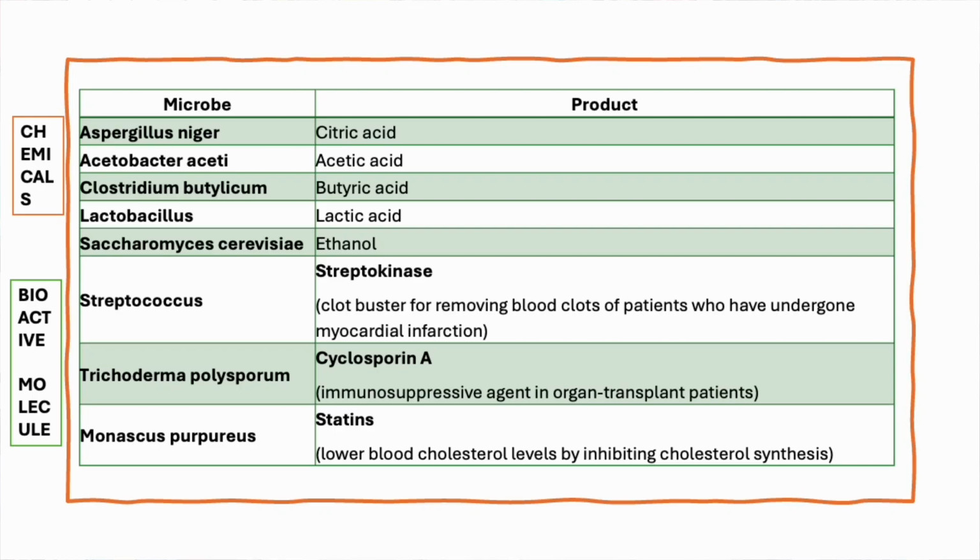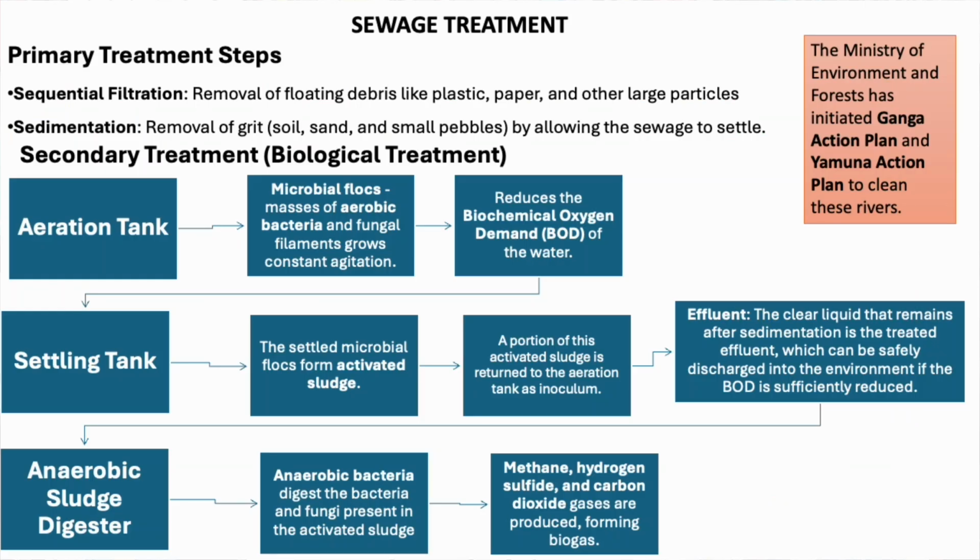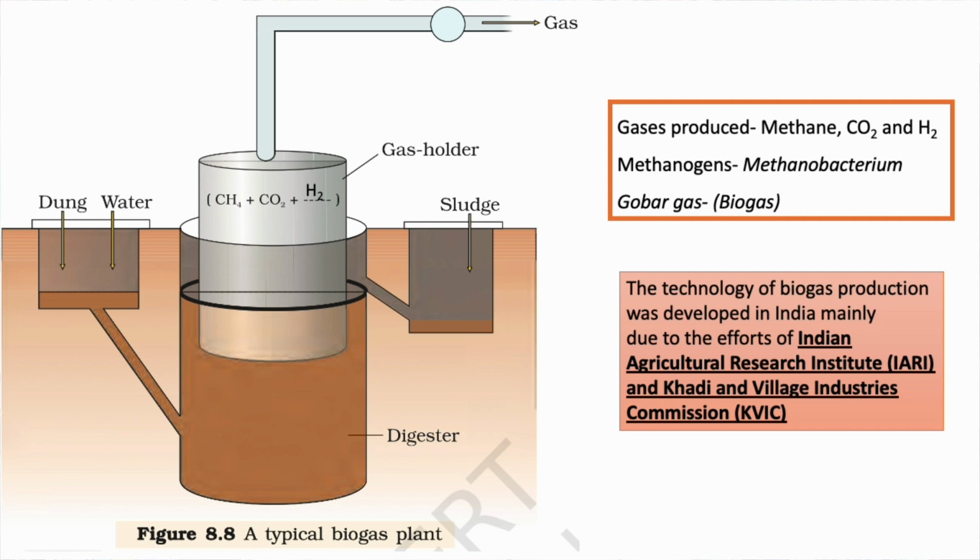On screen, you can see the microbial names and the products along with their uses. Learn all of them. You have to learn the process of sewage treatment, primary treatment, and secondary treatment. After that, we learn biogas production.